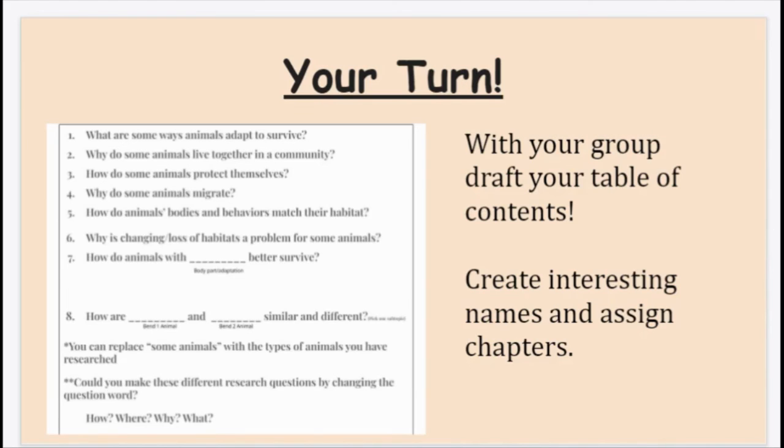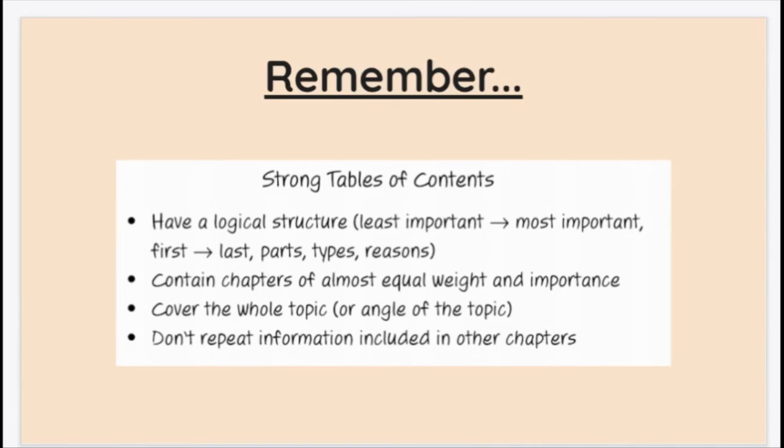Remember, before you go off, a strong table of contents has a logical structure. It might be listed from least important to most important. It might go from first to last. It might have different parts or types or reasons. And each chapter should be of almost equal weight and importance.